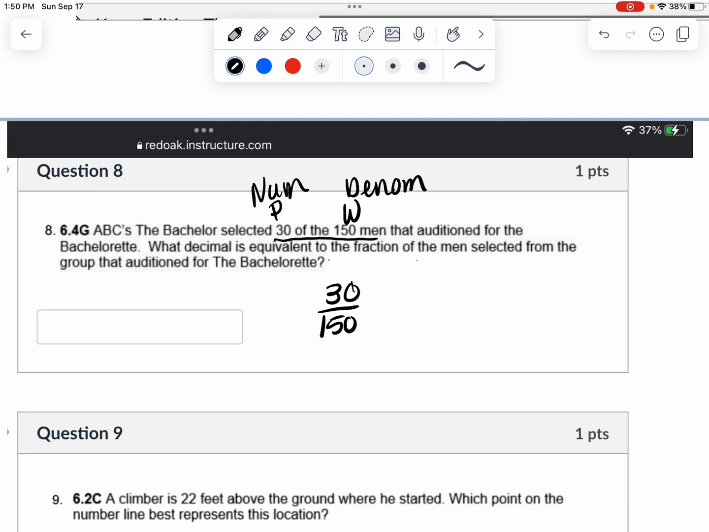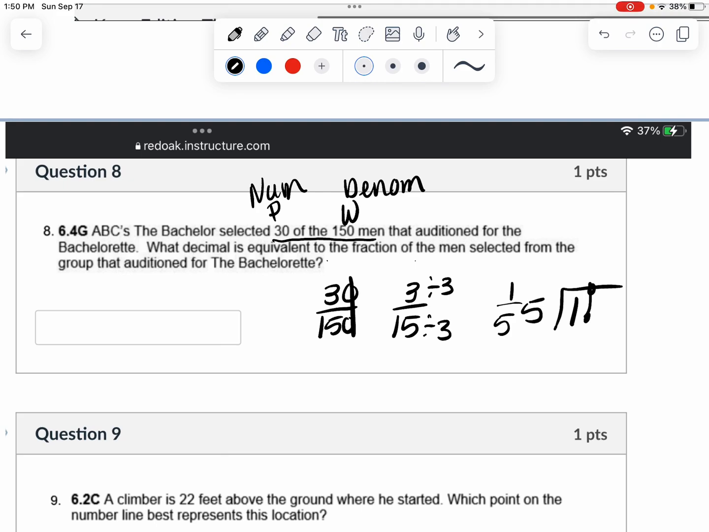And what we're going to do is we're just going to cancel out these zeros. So I have 3/15. I know that 3 is a factor of 15, so I'm just going to divide by 3. Divide by 3. I get 1/5. So now I have 1 divided by 5. Bring my decimal up to the top. That's a 0. Now I have, how many times does 5 go into 10? That's 2/10. And now I have my decimal. So the decimal that's equivalent to 30 of 150 is 0.2.